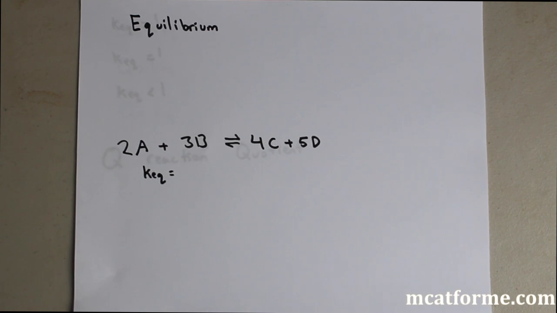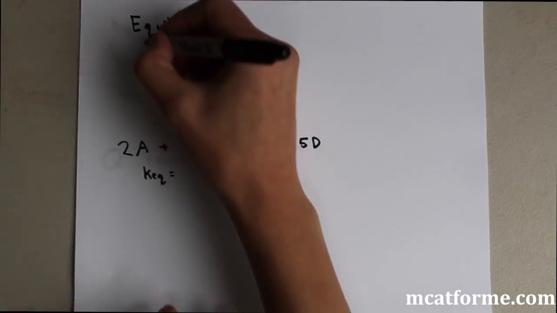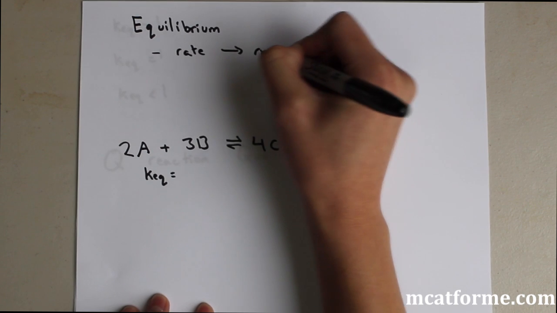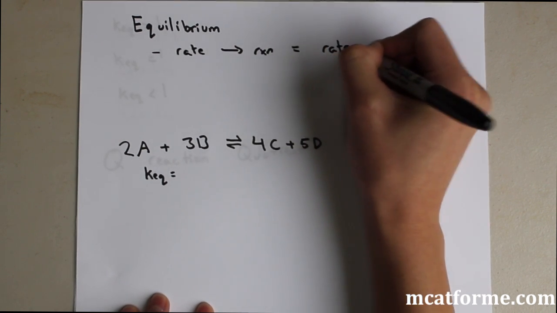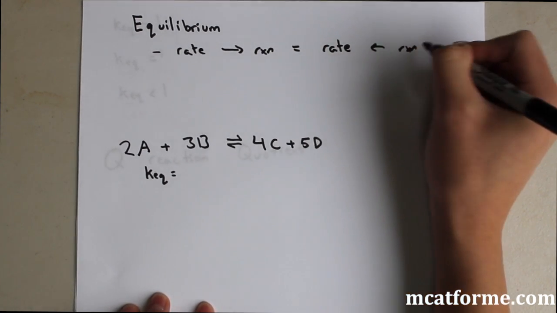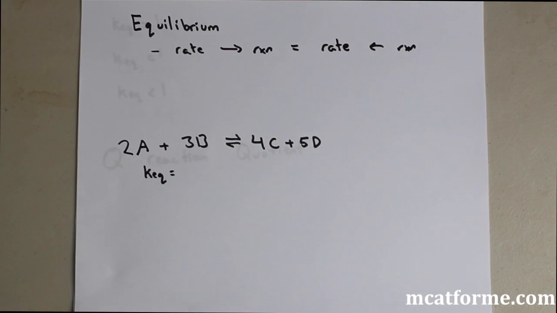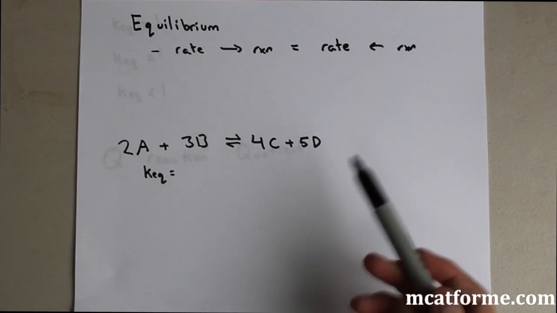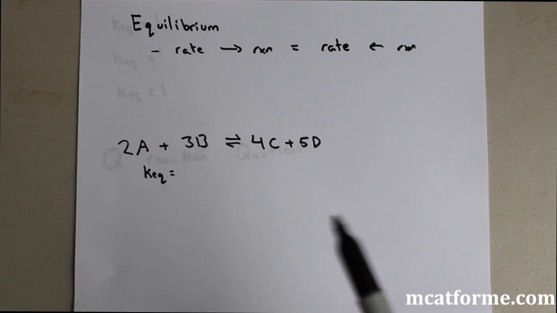Alright, so the next thing we're going to be talking about is equilibrium. Equilibrium is when the rate of the forward reaction equals the rate of the reverse reaction. This is specifically the rate, so something is actually happening. You're converting the reactants into the products at the same rate that you're converting the products to reactants.